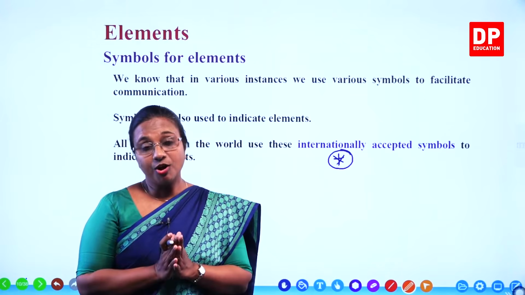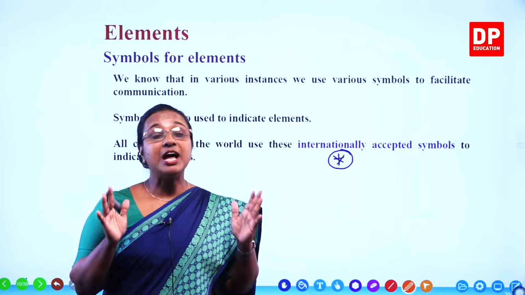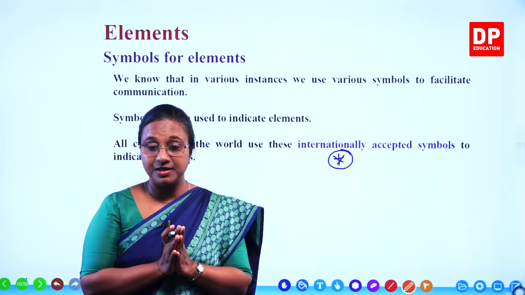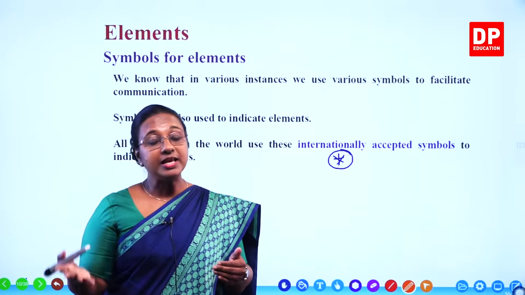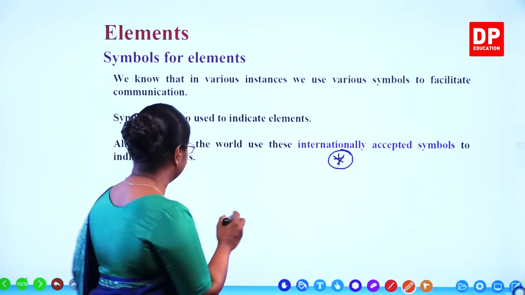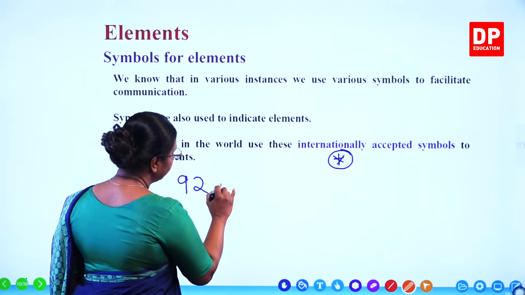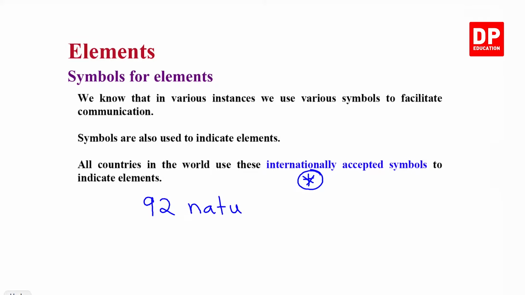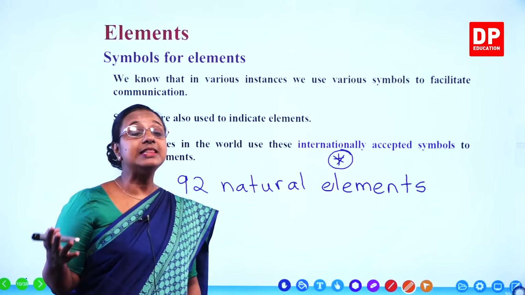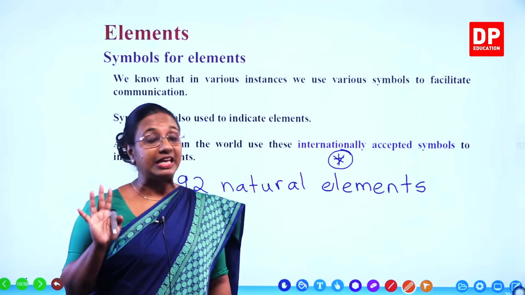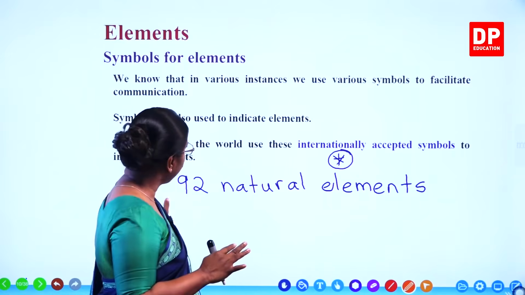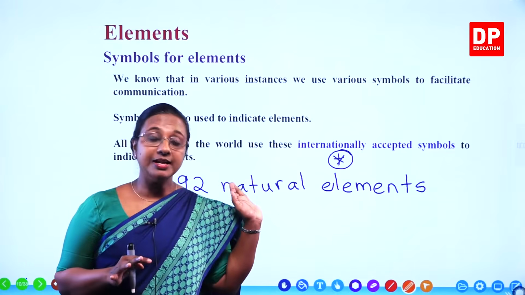And I think you all know about this. There are about 92 natural elements. That is, they are in nature. They have formed in nature. So, those are the natural elements. But there are other synthetic elements also. So, at the moment, there are about 115 elements that are present, but out of those, 92 are natural elements.